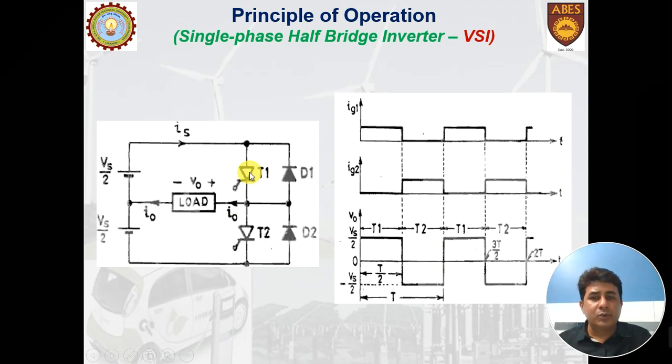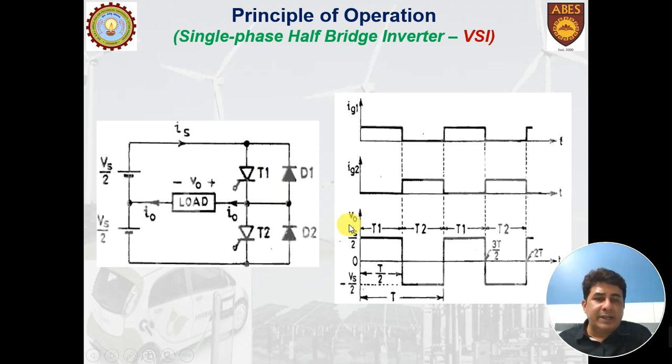Again a pulse is given to T1. So if we alternatively give pulse to T1 and T2, we will get the alteration in output voltage, which is shown here. So by this technique, we shall be getting a rectangular wave at the output side. Now this is achieved for a half bridge inverter. This is achieved with the help of two devices.